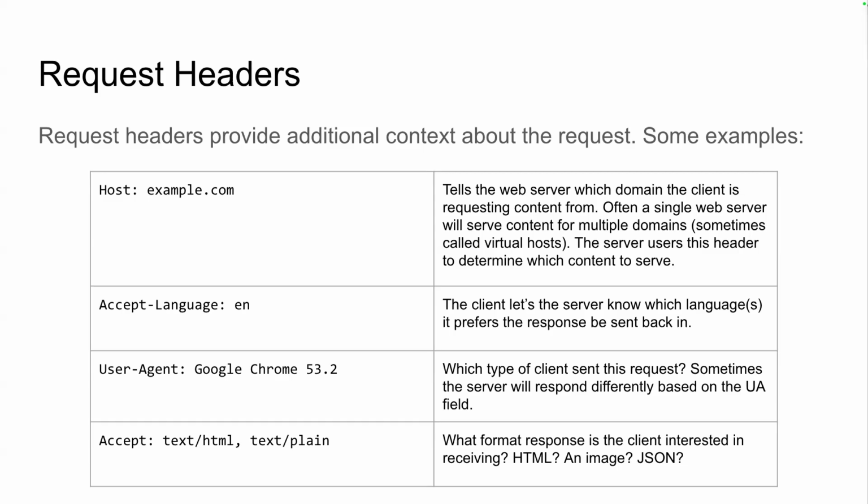Accept language EN. The client lets the server know which languages it prefers the response be sent back in. User agent Google Chrome 53.2. Which type of client sent this request? Sometimes the server will respond differently based on the UA field. Accept text/HTML, text/plain. What format response is the client interested in receiving? HTML and image JSON. All right, awesome.